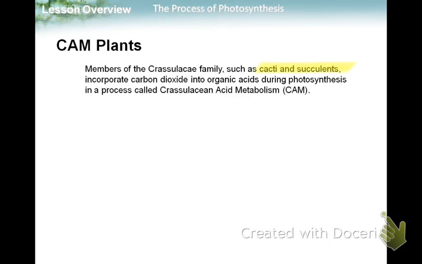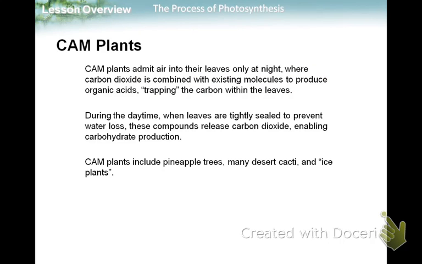Cacti and succulents that do photosynthesis in really dry conditions put carbon dioxide into organic acids during photosynthesis in a process called crassulacean acid metabolism, or CAM. CAM plants admit air into their leaves only at night, and carbon dioxide is combined with existing molecules that trap the carbon within the leaves. When the leaves are tightly sealed during the day to prevent water loss, these compounds release the carbon dioxide into the system of the plant and enable carbohydrate production. CAM plants are pineapple, desert cacti, and what we call ice plants.